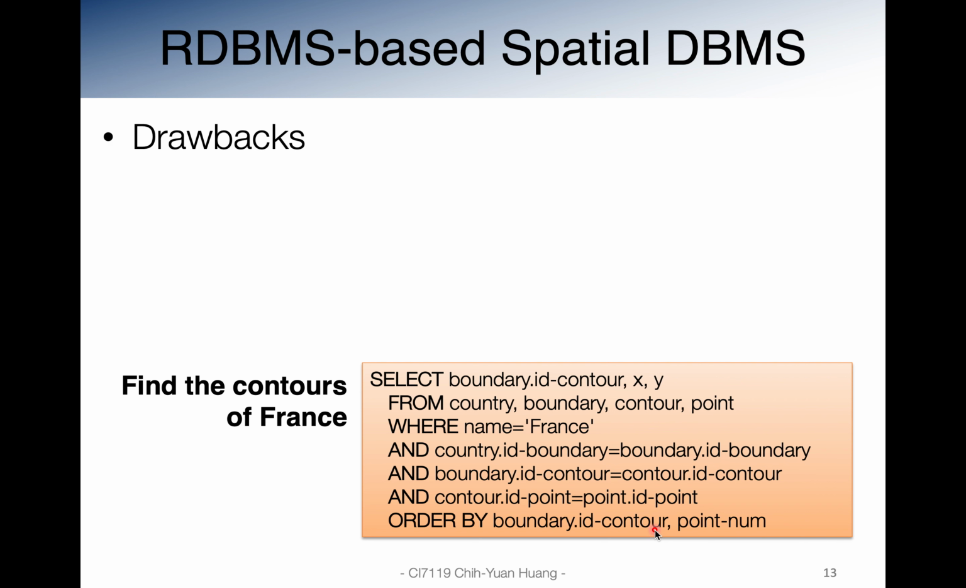So in this case, as we can see, in order to answer this simple question, find the contours of France, we need to join so many tables. So the problem here, first, is not enough abstraction. We need to handle the geometries one by one, from the polygon to the polyline to the points. Not enough abstraction makes the management more troublesome.